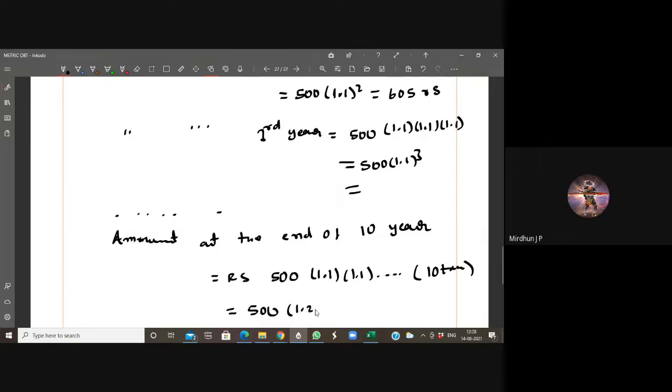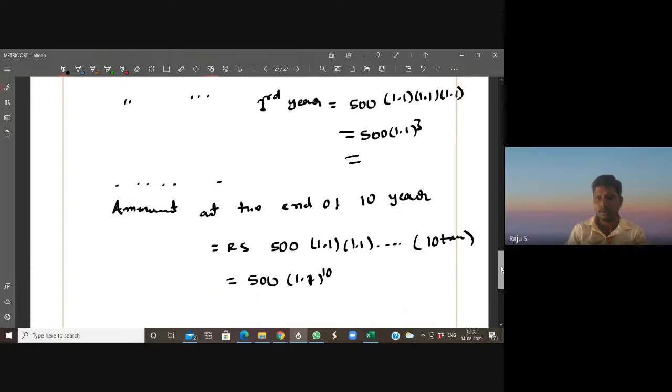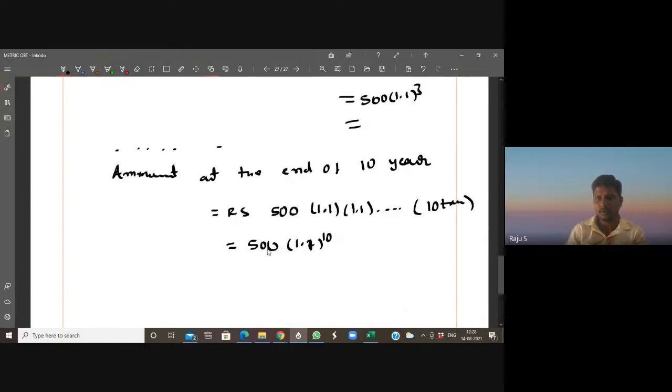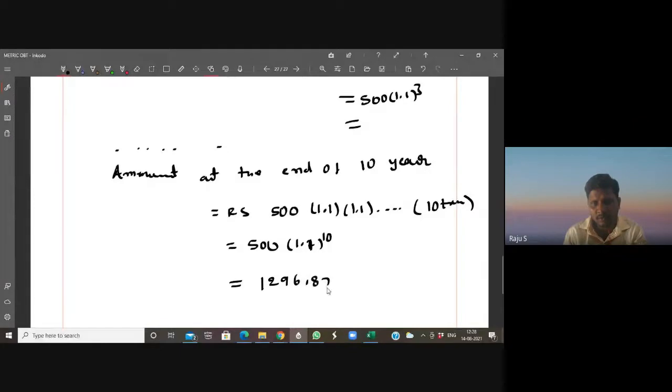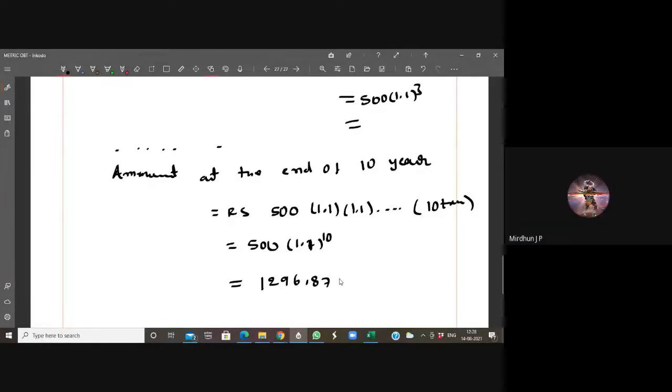1296.87123. The answer will be 1296.87123. That is enough. But in the exam, the answer is not needed, no need to write it.